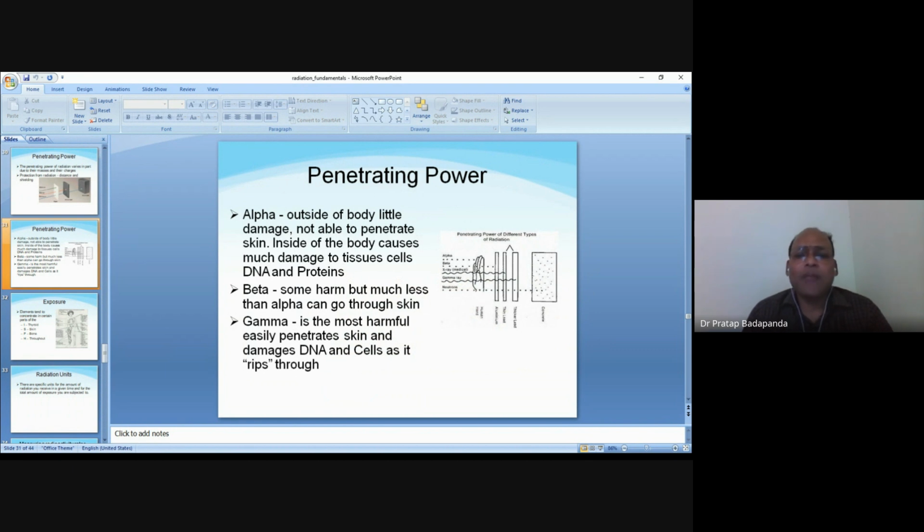Beta does some harm, but much less than alpha, and can go through the skin. It is less because, as you know, it is associated with the electron. Gamma is the most harmful and easily penetrates skin. That's why X-ray machines use gamma rays and X-rays to see the internal parts. You can see the bones and all the things. It is most harmful, easily penetrating skin and damaging DNA and cells as it rips through.